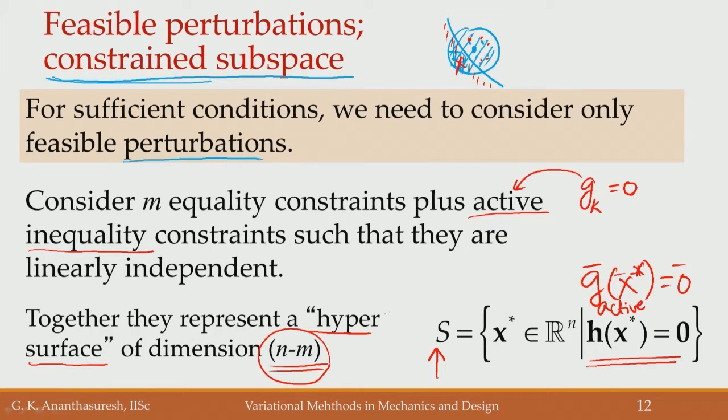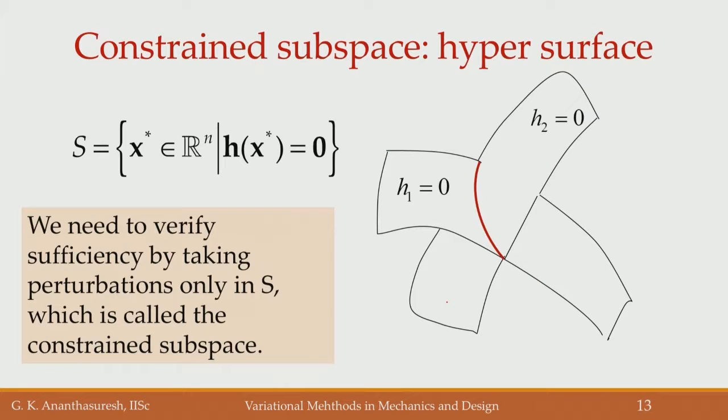Such a hypersurface, hyperspace or constraint subspace is where we need to check in order to see if the point has the lowest value in the vicinity, because we only talk about local constraint minimum. Okay. How do we do that?